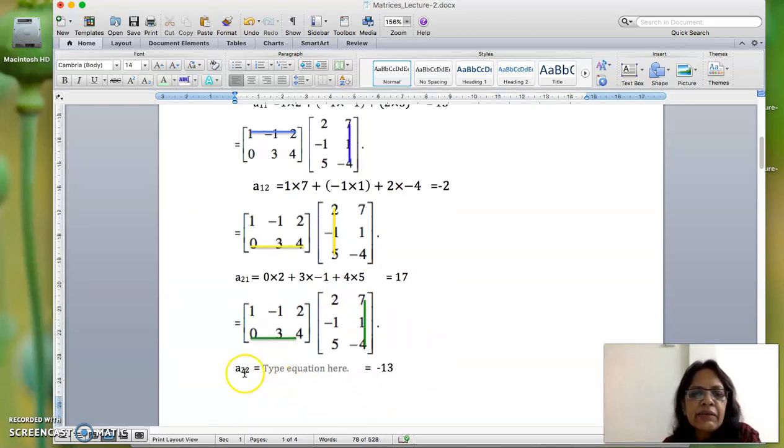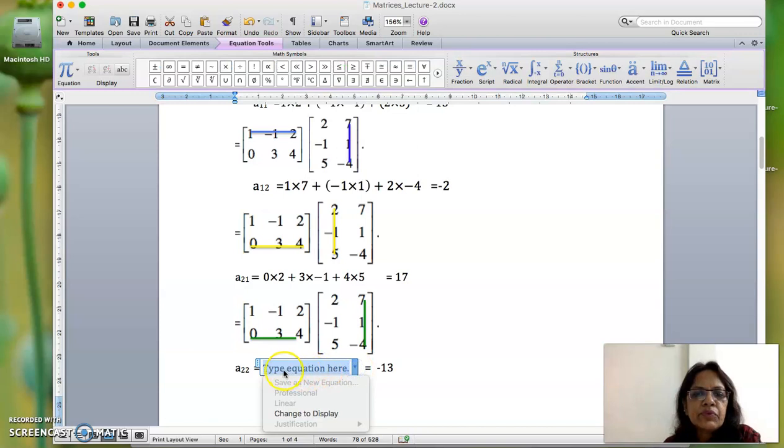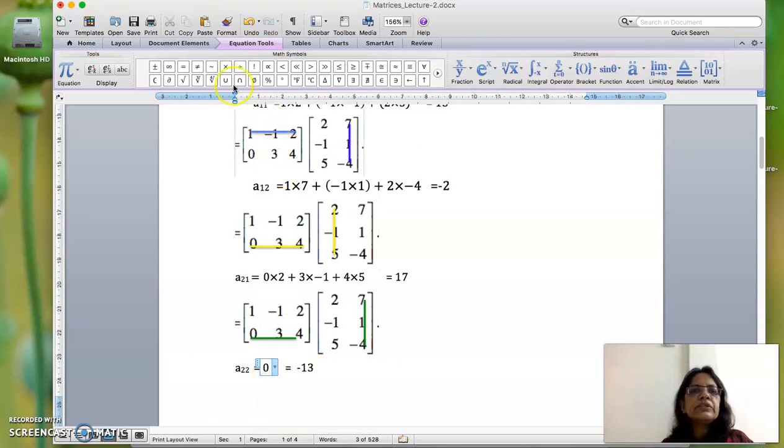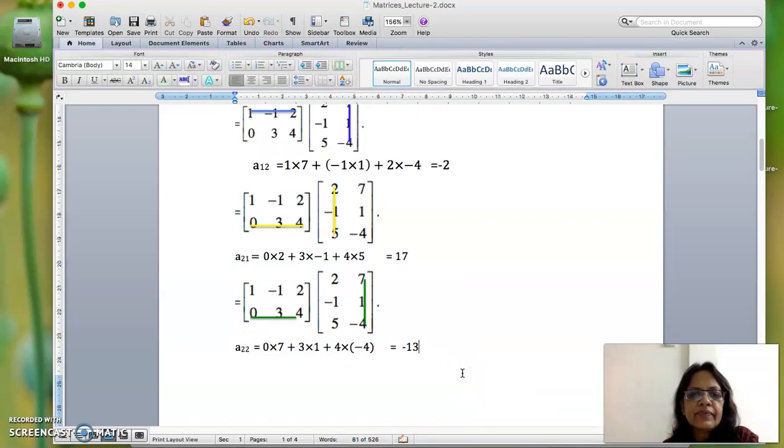Then the last element is 2 2. 2 2 means second row elements multiplied by the second column. So here when you multiply it, focus on what you have to multiply. This will be 0 into 7 plus 3 into 1 plus 4 into minus 4, and the result will be minus 13.